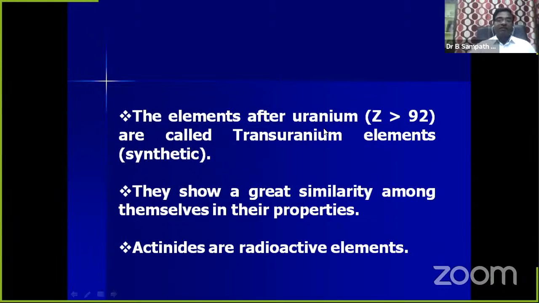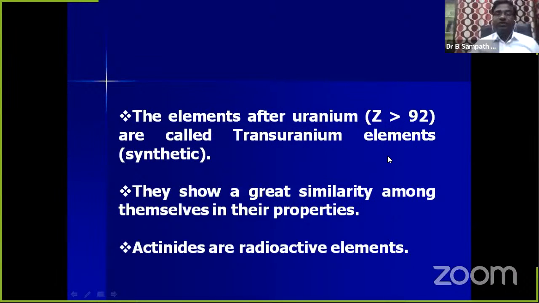The elements after uranium, elements 90 to 103, are called actinides. The elements after uranium, meaning after Z equals 92, are called trans-uranium elements. Why are these called like that? Because these are synthetic. These are not naturally available. That's why these are called trans-uranium elements.